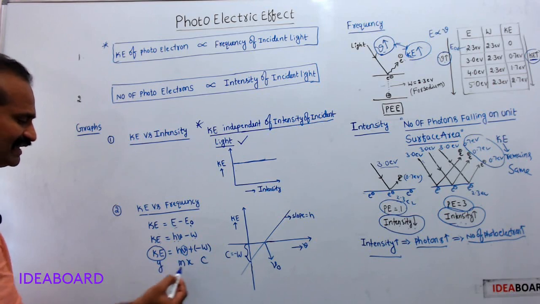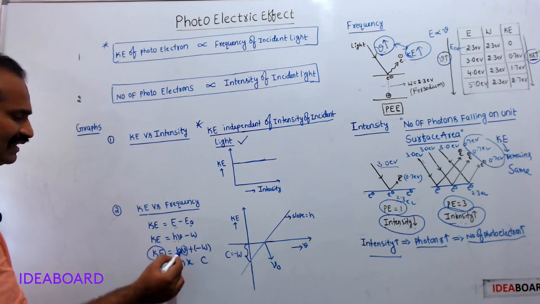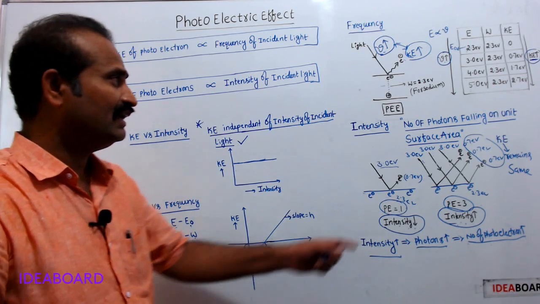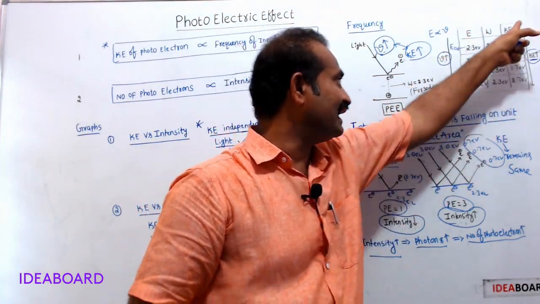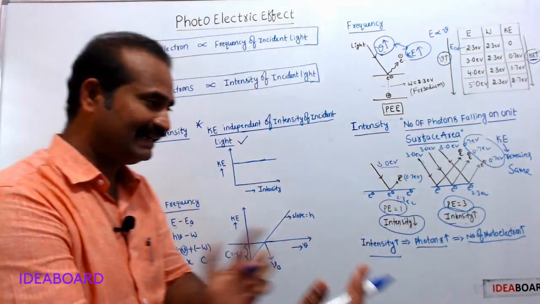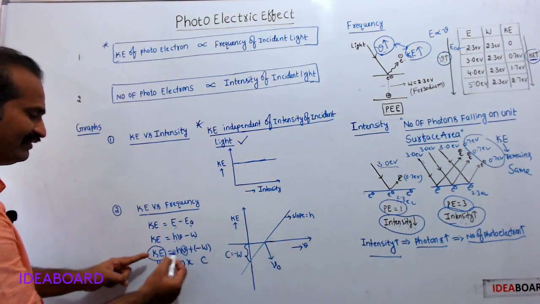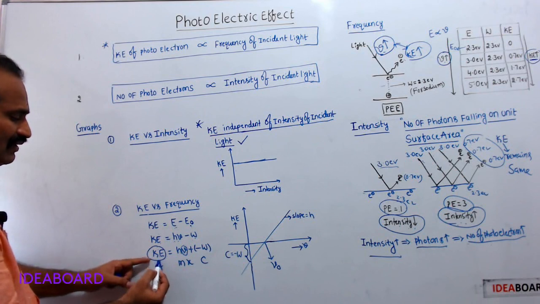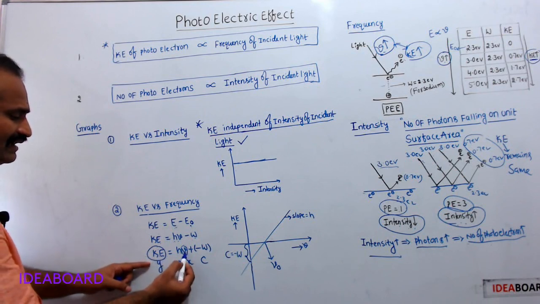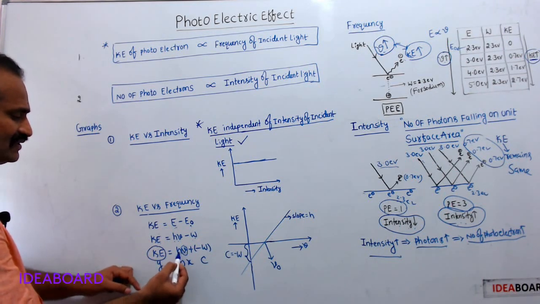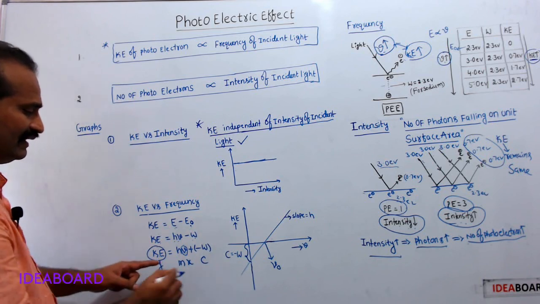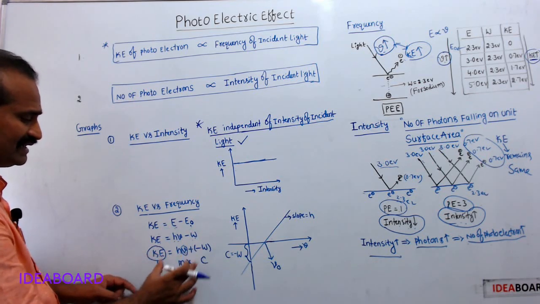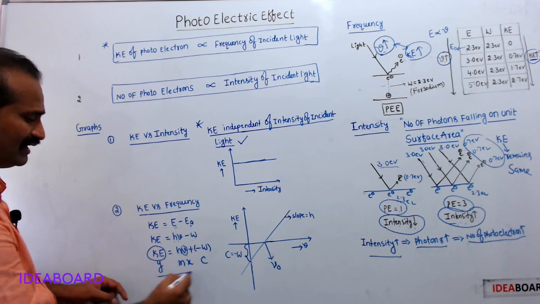Compare this with y is equal to mx plus c. Kinetic energy and frequency are the variables. We know that as frequency increases, kinetic energy increases. So kinetic energy is y, and the other variable, frequency, is x. Here the slope is h, and the intercept is minus W. So this equation is in the form y is equal to mx plus c.